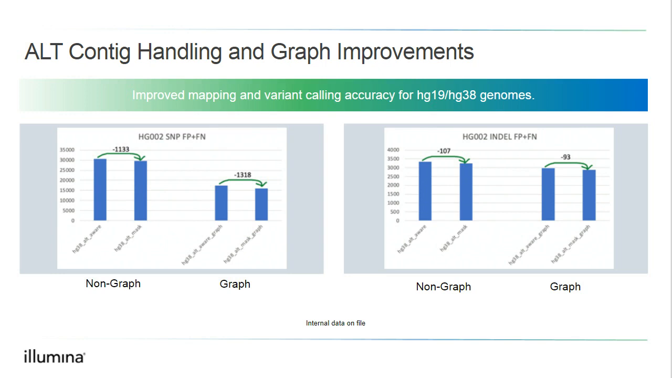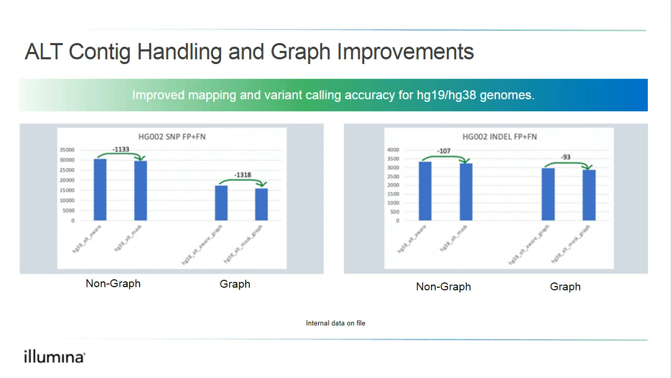So here is the improvement that we are seeing. If you were to simply run HG38 alt aware and compare it with the alt masking, you are seeing that the error rate drops. We know that going from the linear reference to the graph reference, we see an improvement. But on top of the graph reference, if you use the alternate masking approach, then we get a further benefit.